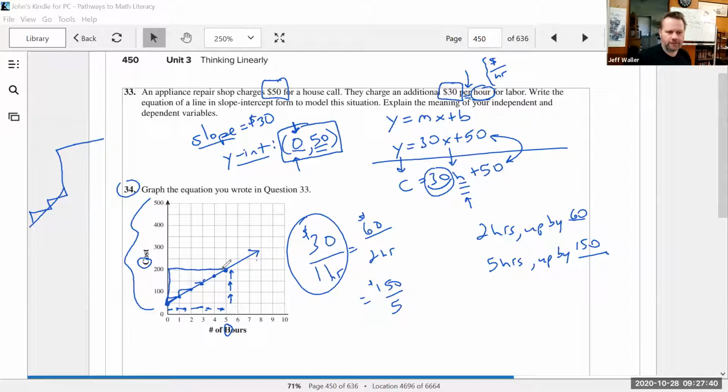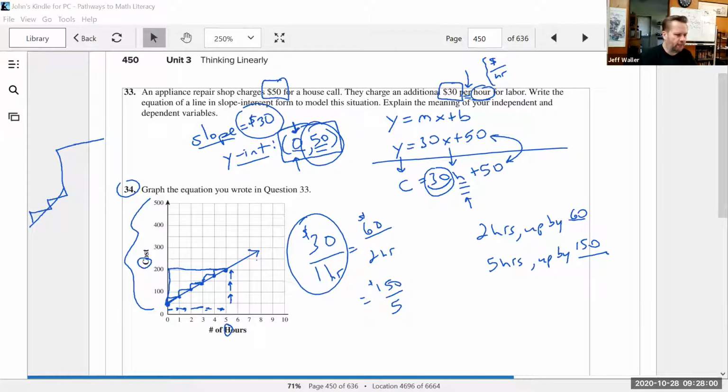Okay, hopefully. So I could actually graph the equation line just knowing the y-intercept and the slope. Y-intercept tells me where to start, and the slope tells me how to move from there. How to move. Okay, maybe.